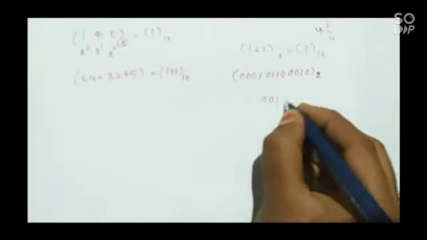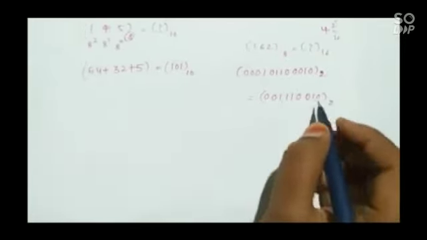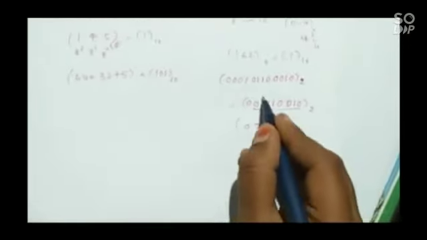0 0 1 1 1 0 1 0 1 0 base 2. We will divide it into 4, 4. So we have 0 7 in base 16. Here 7 means 4 3 7. So 7 will appear. Next we will see the decimal number system.